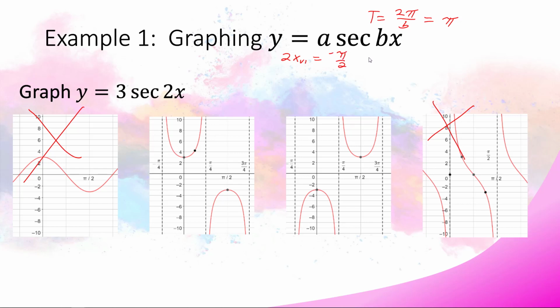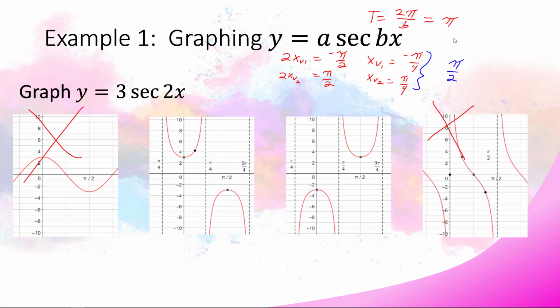And of course that will give me that xv1 is equal to negative pi over 4. I'm going to compute the second one by setting 2x to positive pi over 2. And of course if I solve that, I am going to have that xv2 is equal to pi over 4. Now notice, the difference between these 2 points is pi over 2, which is half of a period.